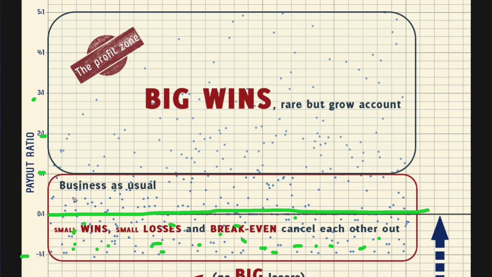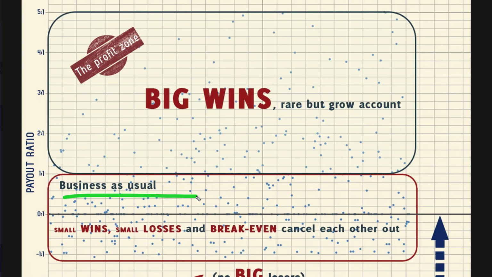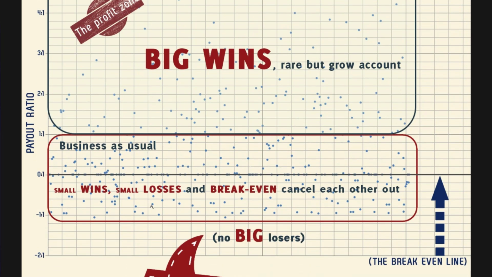And your small winners would be in this area here, right? These small winners should cancel out your losers, right? 1 to 1, minus 1 to 1. This is what I call business as usual. Small wins, small losses, break even. These cancel each other out. It's mundane, nothing exciting to talk about. This is where the majority of trading happens, right?